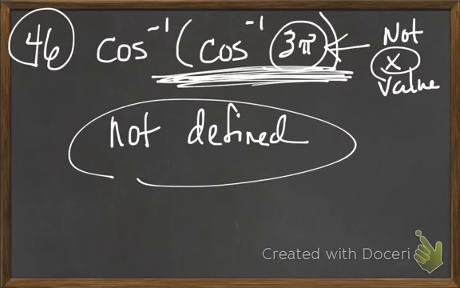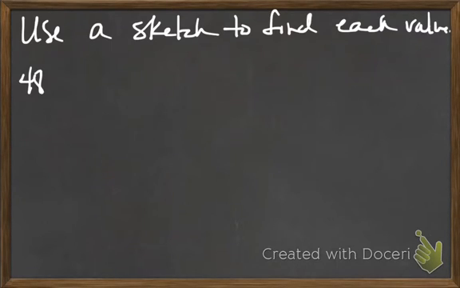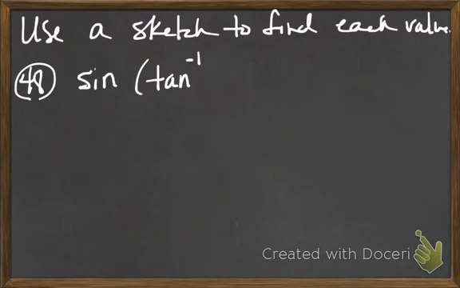Alright, your next set of problems are going to say, use a sketch to find each value. Use a sketch to find each value. Use a sketch. So number 48 says sine. This is just regular sine, not inverse sine. And then it has inverse tan, 7 over 24.